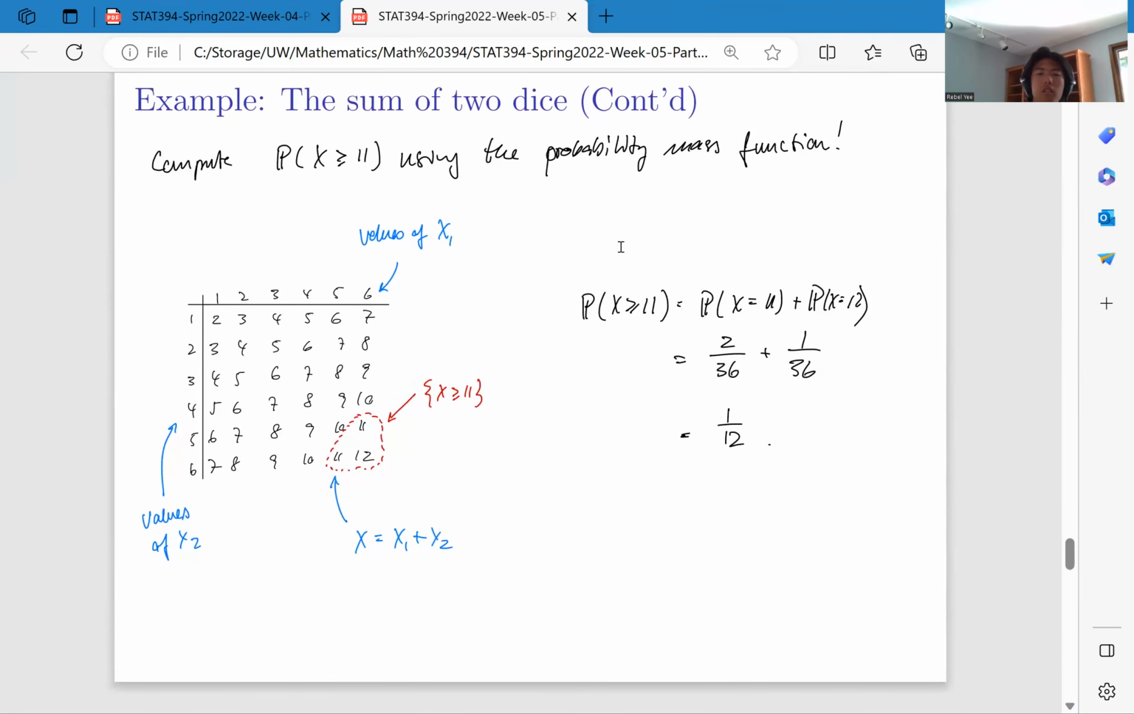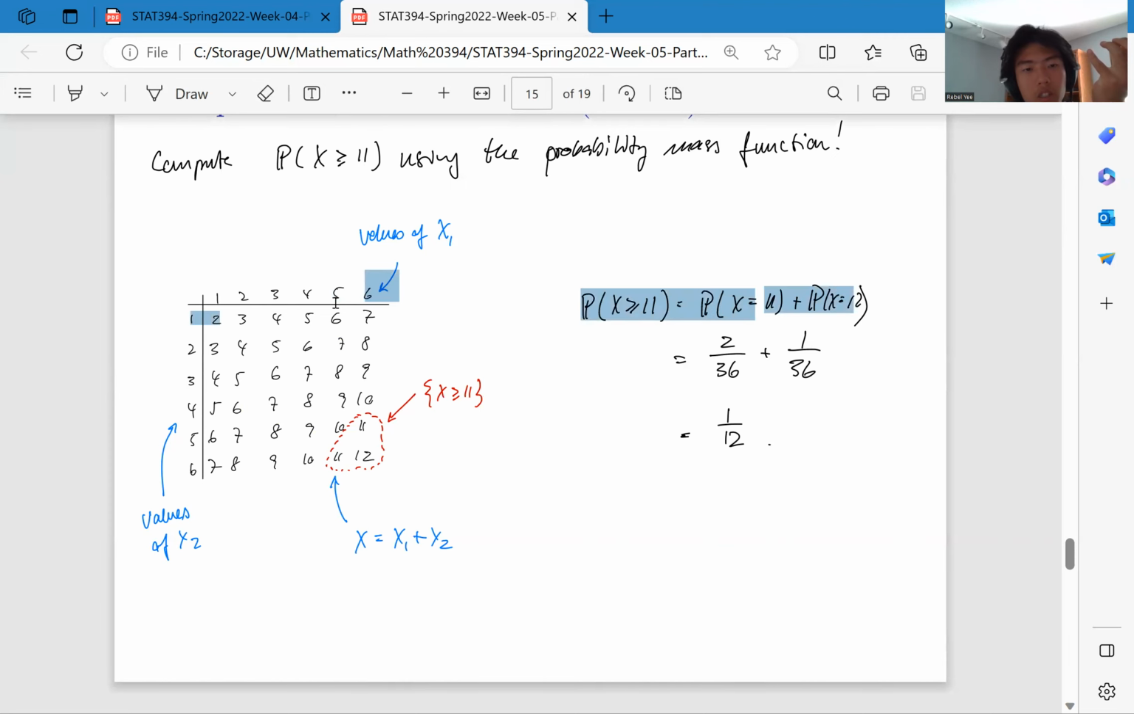So let's recover the example we talked about before, the sum of two dice. Let's first compute the probability of X greater or equal to 11 using a probability mass function. The maximum cases, as we can write them out: the first dice 1 to 6, the second dice 1 to 6, and we add them together: 2, 3, 4, 5, 6, 7, 8, 9, 10, 11, 12. The maximum case is 12.